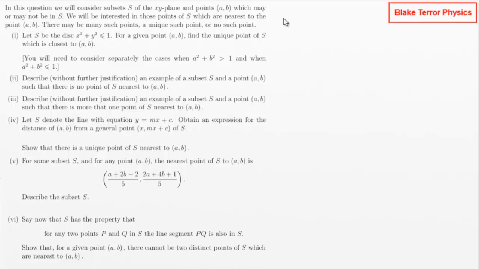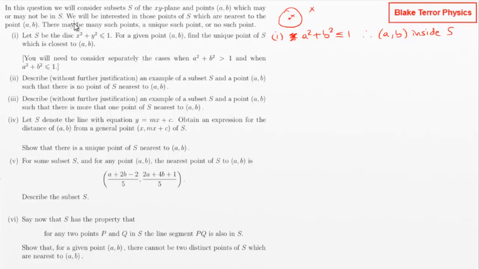The setup is we've got this disk centered on the origin. We've got some point, any old point now that we're taking in the xy plane. So it could be outside the disk, it could be inside the disk. If we've got that a squared plus b squared is less than or equal to 1, then we've got A, B is inside S, it's inside the disk. So this is what they were talking about at the start of the question, subsets S of the xy plane and points A, B which may or may not be in S.